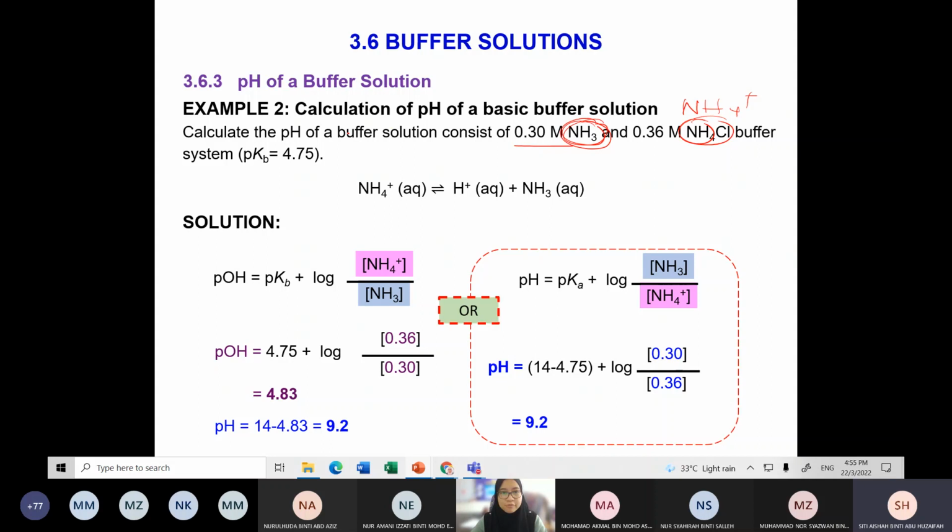It doesn't say here that it is a basic buffer, look at the title above. But you have to know, in the exam, normally they don't say it, or they may, but it's not necessary. You should identify whether this is a basic buffer or an acidic buffer. So this is a basic buffer, because NH3 is a weak base. And the pKb is already given to you. Normally the value is given in terms of Kb, but they've given pKb, so no need to work hard anymore.